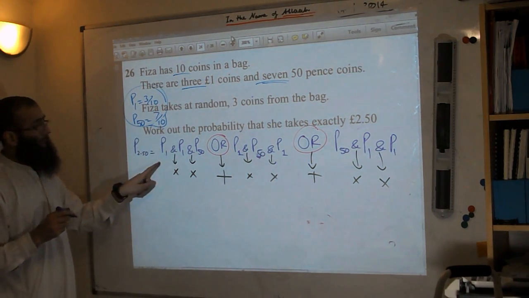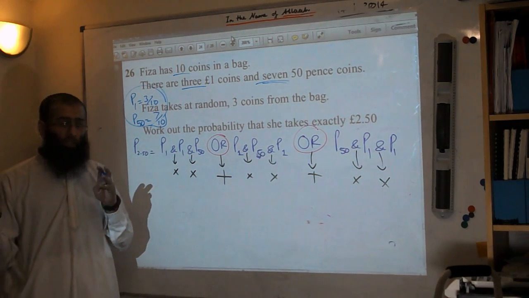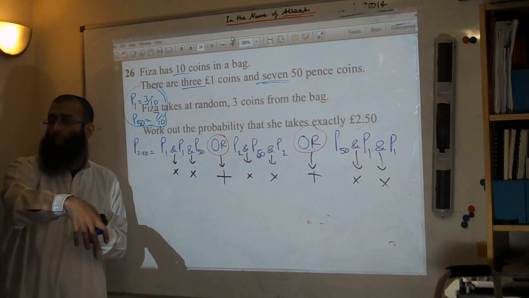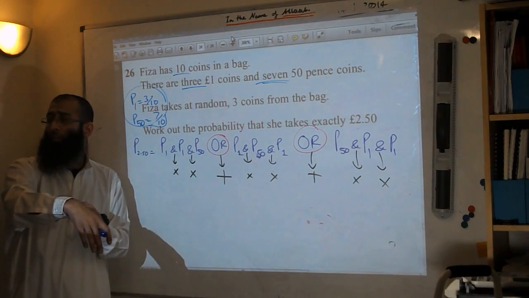Now, this question involves without replacement. Obviously, when you're taking the coins, is she putting them back in? No. How about you put them back in? You tried.